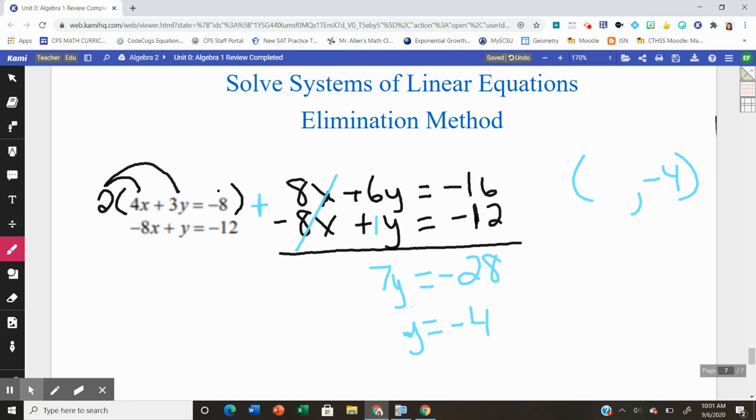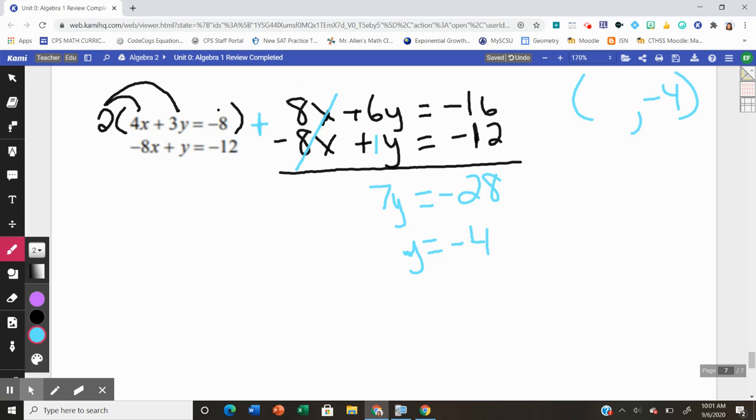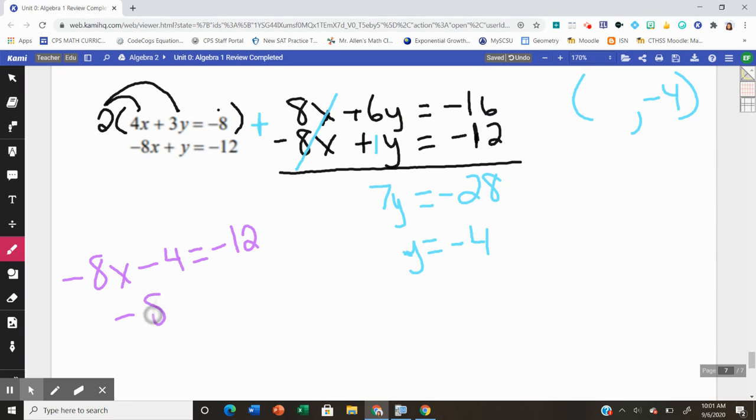Again, it depends on your level of comfort and whichever one you think is easier. I think the bottom equation is a little bit easier here because the y is all by itself. I don't have to multiply anything. So that's going to be my choice. So negative 8x plus negative 4, or just minus 4, is equal to negative 12. I'm going to add 4 to both sides, and I'm going to divide by negative 8. So I end up with a positive 1. So my solution here is 1 comma negative 4.